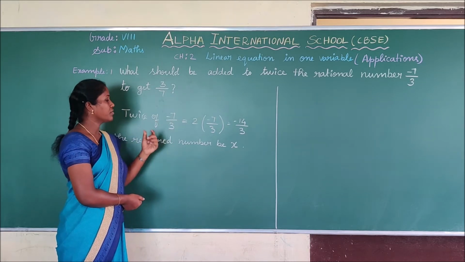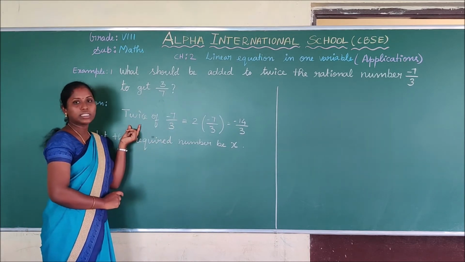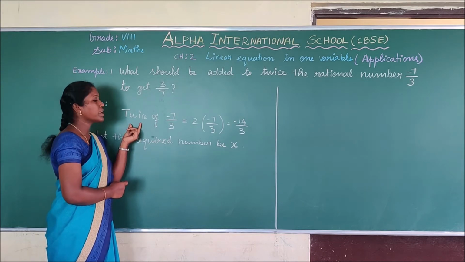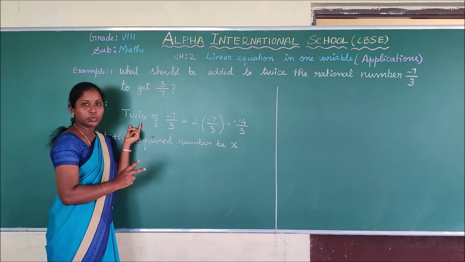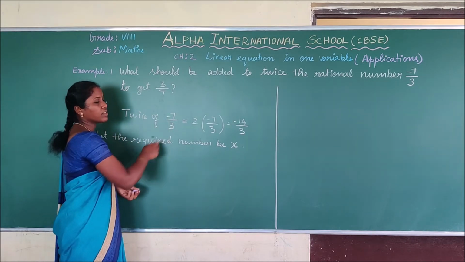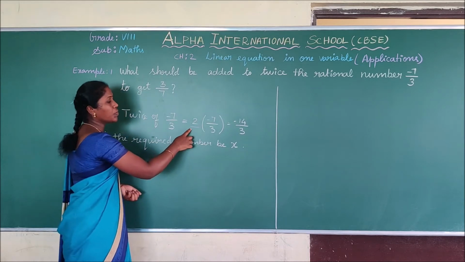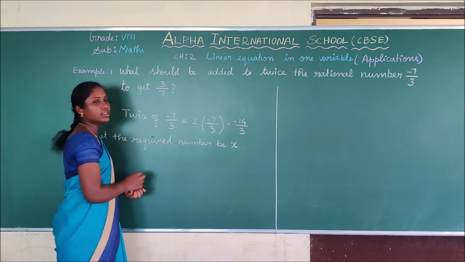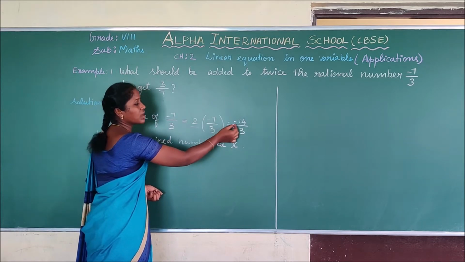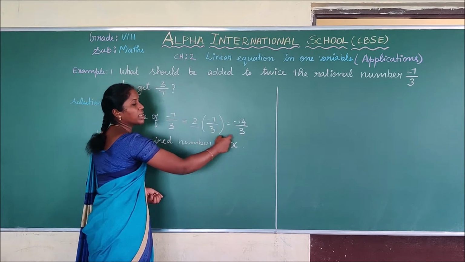For that, first listen. Twice the rational number minus 7 by 3: twice means we have to multiply by 2. So 2 into minus 7 by 3. Multiply 2 with the rational number minus 7 by 3. 2 into 7 is 14, and plus into minus is minus. So minus 14 by 3.